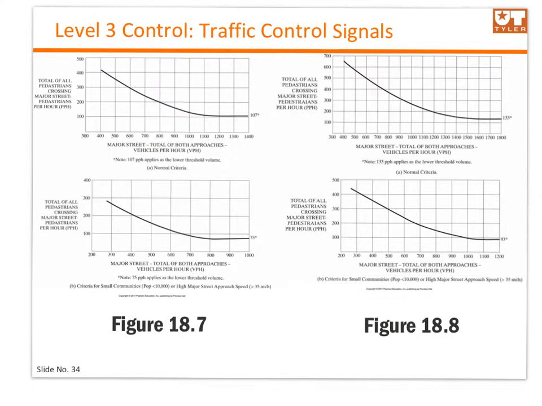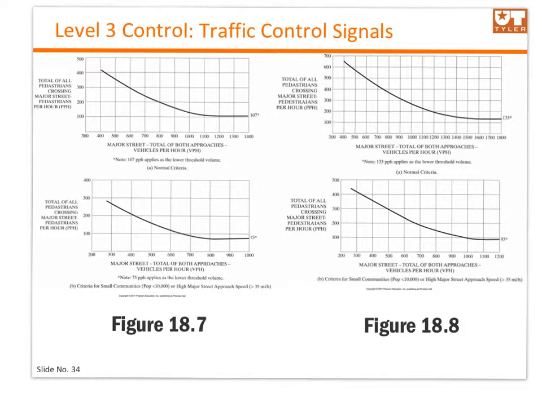So here are the figures 18.7 and 18.8. The y-axis, as you could see, is the total number of pedestrians crossing the major street, and the x-axis is the major street total volumes in vehicles per hour. So if we plot all the 12 points and at least 4 of them are above this line, then we're meeting the specs.